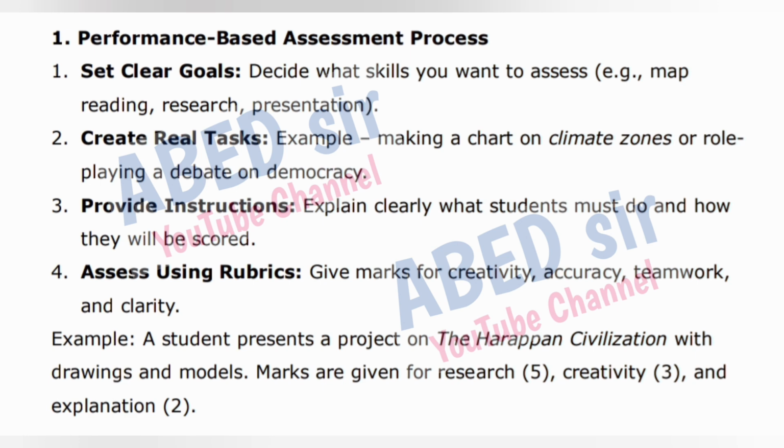2. Create real tasks. Example: making a chart on climate zones or role-playing a debate on democracy. 3. Provide instructions. Explain clearly what students must do and how they will be scored. 4. Assess using rubrics. Give marks for creativity, accuracy, teamwork, and clarity. Example: a student presents a project on the Harappan civilization with drawings and models. Marks are given for research, 5, creativity, 3, and explanation, 2.